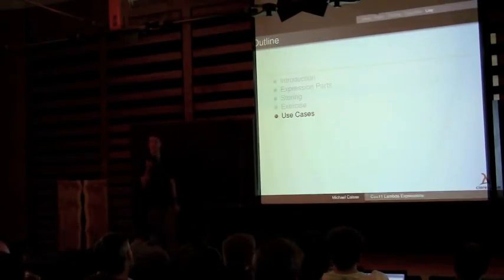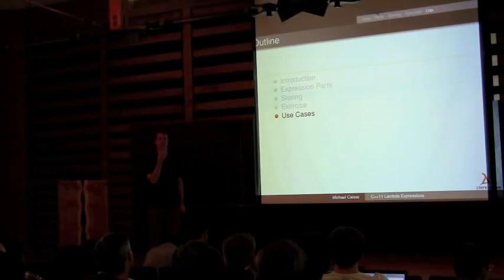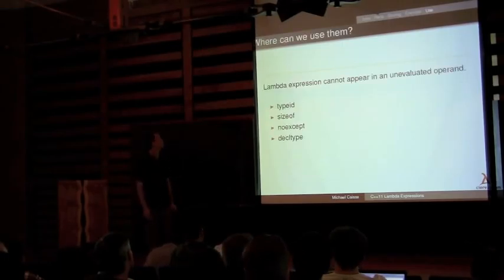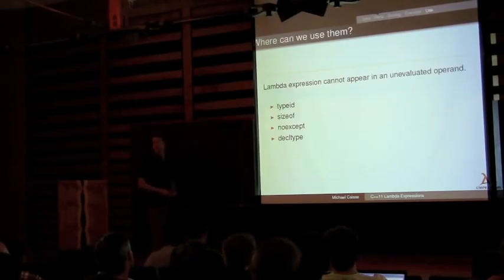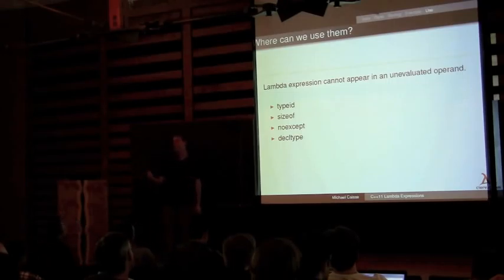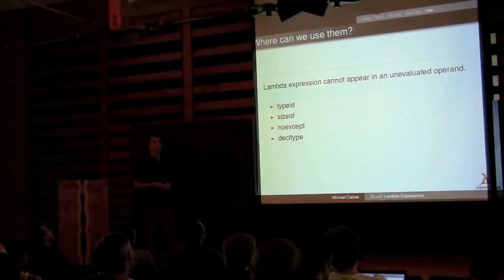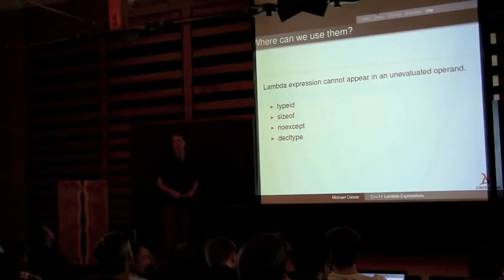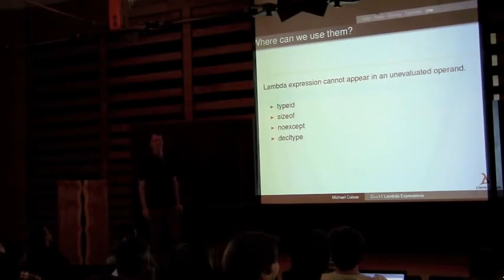All right, so let's talk about a few use cases for lambda. We have just a few minutes left, which is great because I have one slide. First of all, where can you use lambdas? It's easier to talk about where you can't use lambdas. Lambda expressions have to be somewhere where they're evaluated. So they cannot appear in an unevaluated operand. And I love the standard. An unevaluated operand is something that does not get evaluated. It's neat.